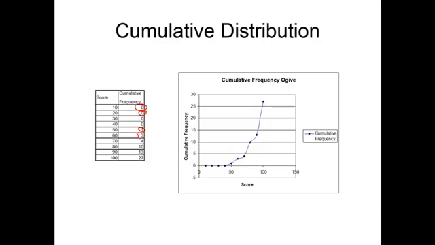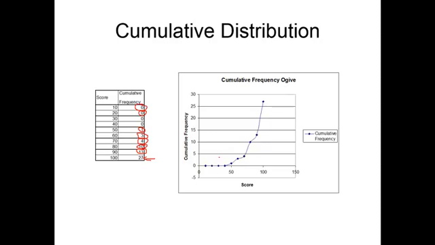3 people made below 60. 4 people made below 70. 10 people made below 80. And 13 people made below 90. And then here on this last one, the 100, since we only have 100 points possible, this class is a little different. It says 27 people made 100 or less.